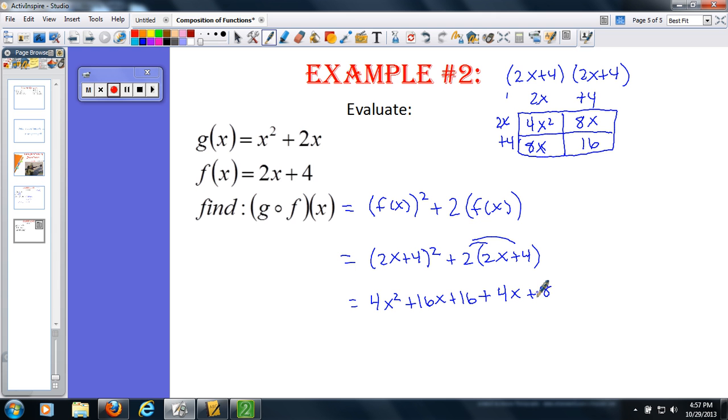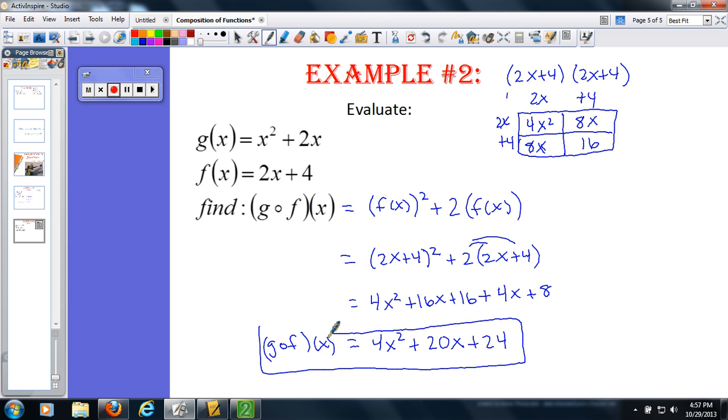Now all that you have left to do is to combine your like terms. So g of f of x is 4x squared, 16x and 4x is 20x, 16 plus 8 is plus 24. And this is the answer to example number 2.